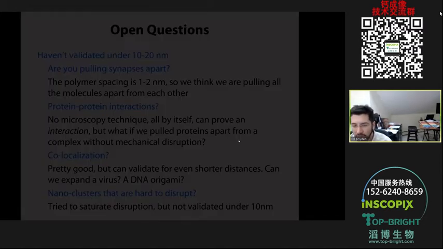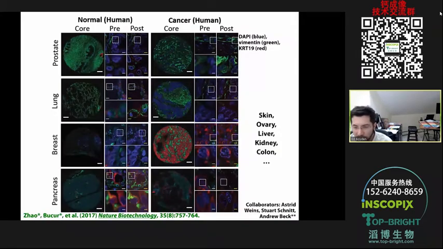And in recent years, we've been working on applications of these techniques. When Yongxin Zhao and Octavian Bicure were working with our group and several pathology groups, Astrid Weins, Stu Schlitt, and Andy Beck, we showed that we could expand human tissues. So this is sort of a crowded slide, but on the left are non-cancer containing, and on the right are cancer containing tissues from top to bottom: prostate, lung, breast, and pancreas.